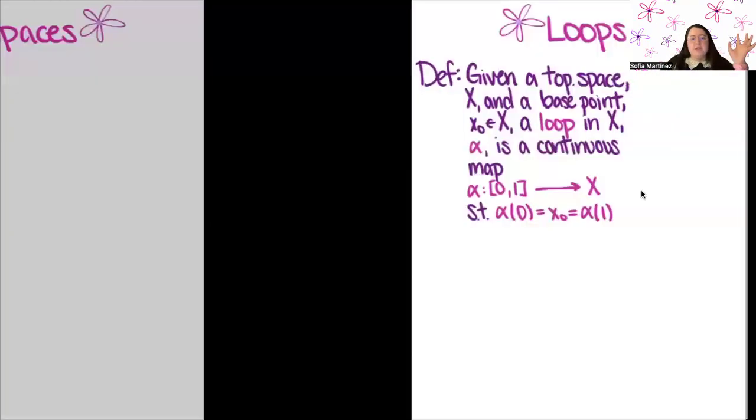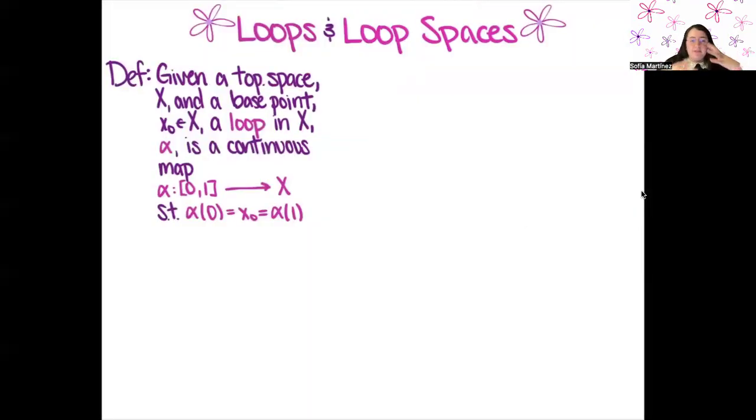First and foremost, what is a loop? A loop, given a topological space X and a base point, which is just any point you choose in your space, is going to be a continuous map. I call it here alpha. I'm going to call most of my loops Greek letters. Alpha from the interval to the space. And I ask that alpha 0 and alpha 1 are both evaluated to the base point.